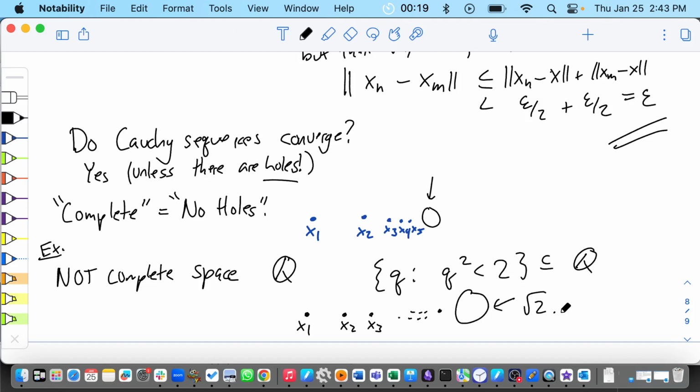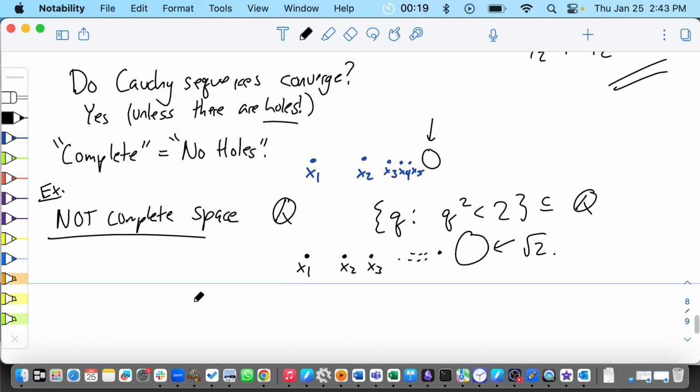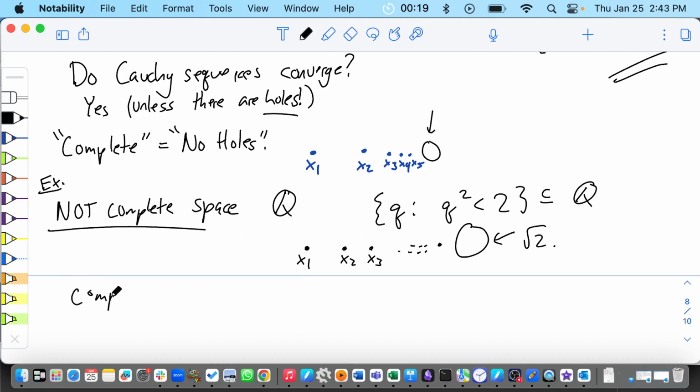So I think that's the best example of a not complete space. And a good example of a complete space is R. So R is basically you take Q, and you fix all the holes. You take the holes and you add in numbers. You say anytime I had a Cauchy sequence of rational numbers that had no limit, I add that in as a new number. That is how you get R.